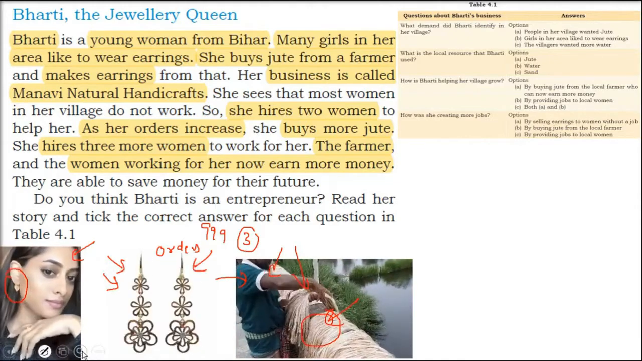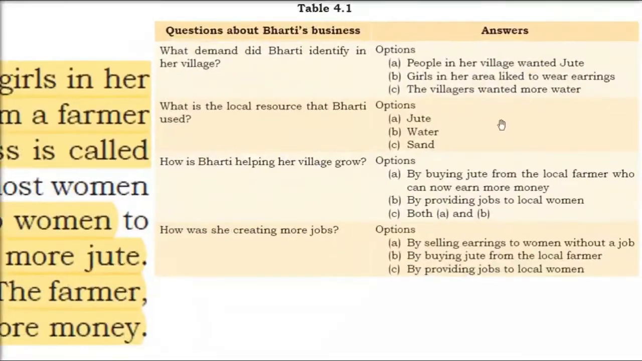So there are certain questions which arise. Let us see here. What demand did Bharti identify in her village? So we see what she finds in the vicinity, the neighborhood. She found that the girls in her area liked to wear earrings. If a girl wears earrings, she becomes more beautiful. You might have seen that.